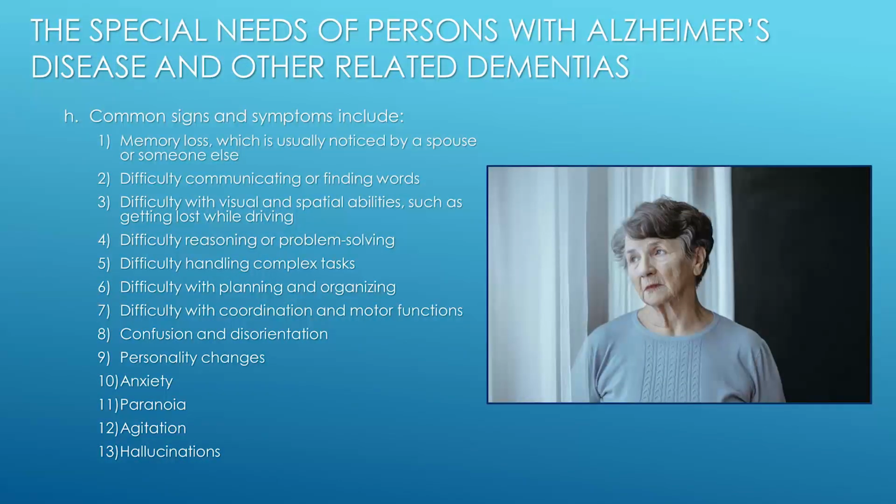Common signs and symptoms include memory loss, which is usually noticed by a spouse or someone else, difficulty in communicating or finding words, difficulty with visual or spatial abilities, such as getting lost while driving, difficulty reasoning or problem solving, difficulty in handling complex tasks, difficulty with planning and organizing, difficulty with coordination or motor functions, confusion and disorientation, personality changes, anxiety, paranoia, agitation, hallucinations.